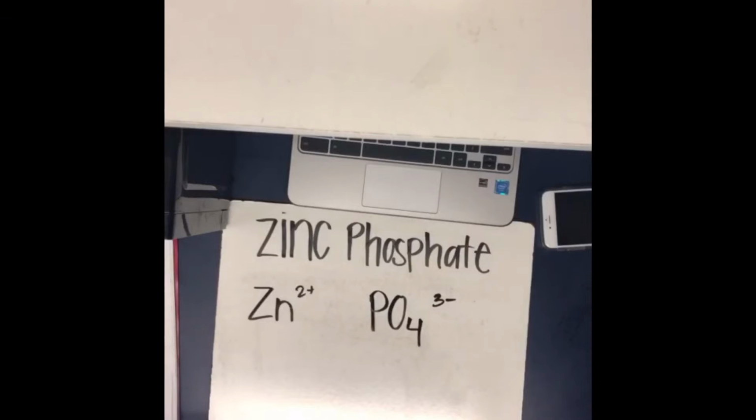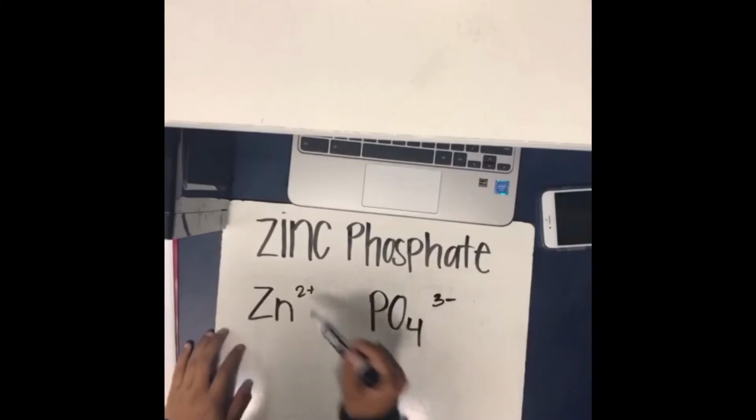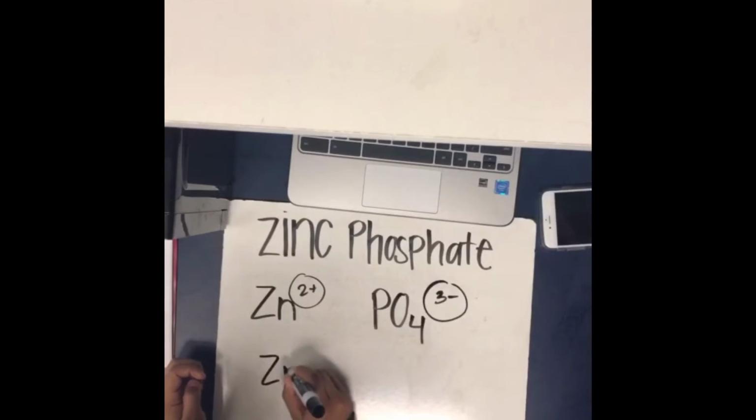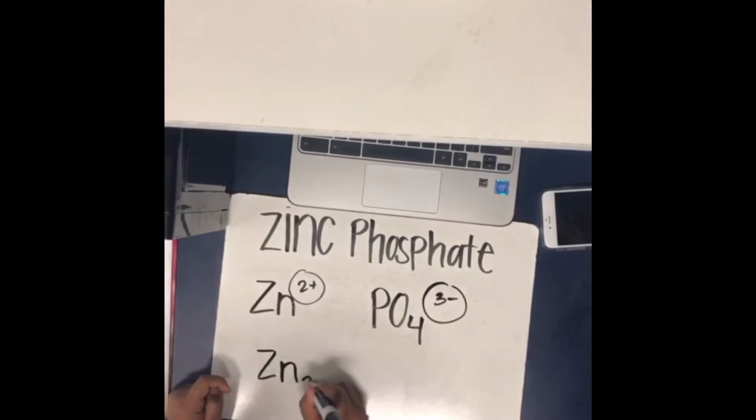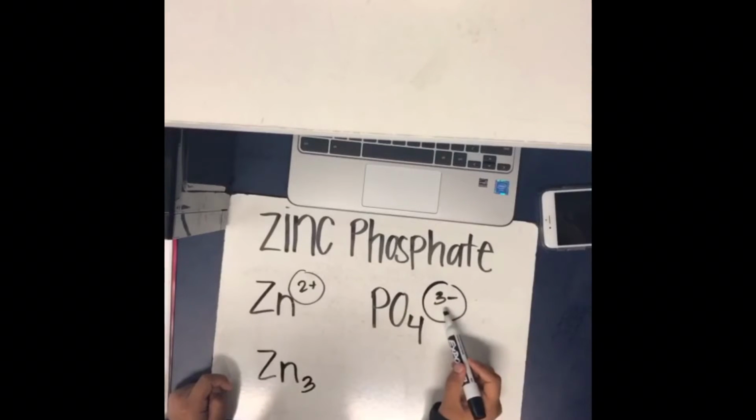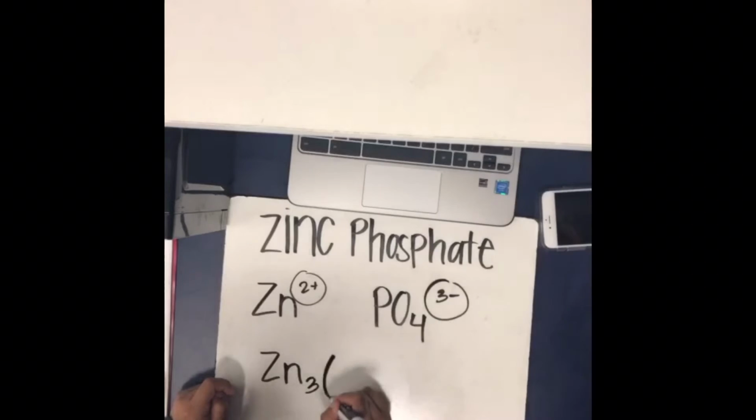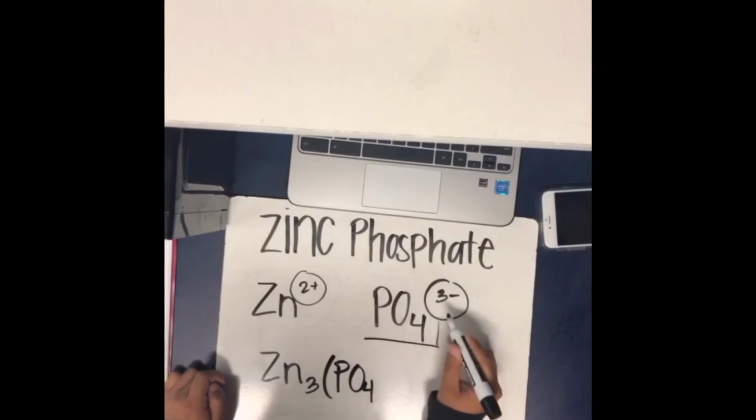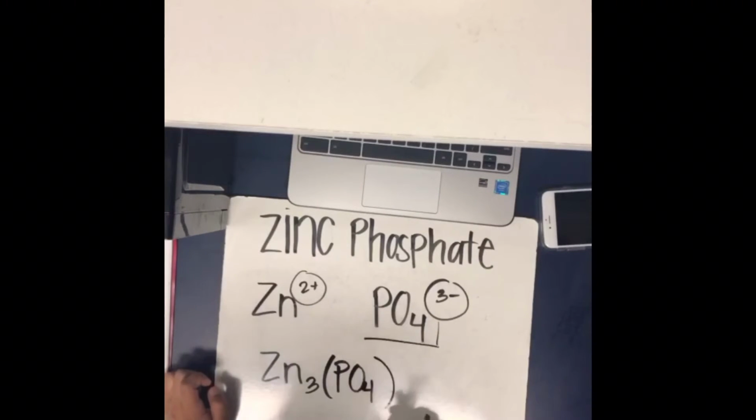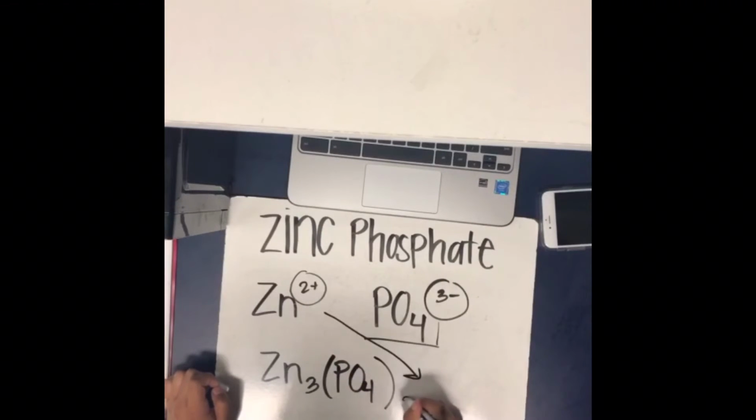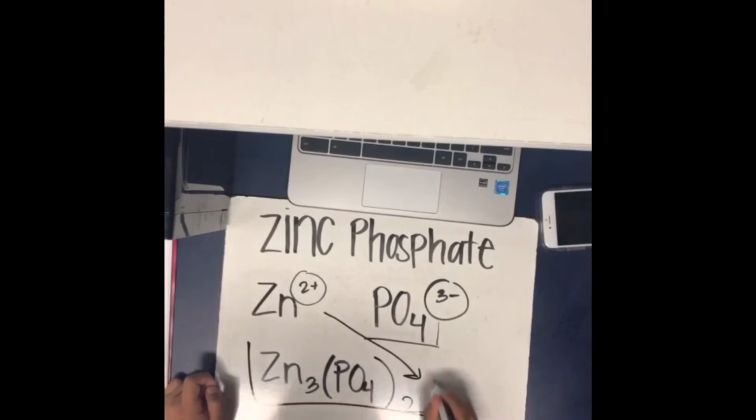Now what you want to do is cross your charges. So first you're going to do Zn with a 3 on the bottom because that was phosphate's charge. And then you're going to put in parentheses PO4. And this you leave alone because this is the name itself. And then you put the closing parentheses, and then you put the charge for zinc over here, which is 2. And that is your formula.